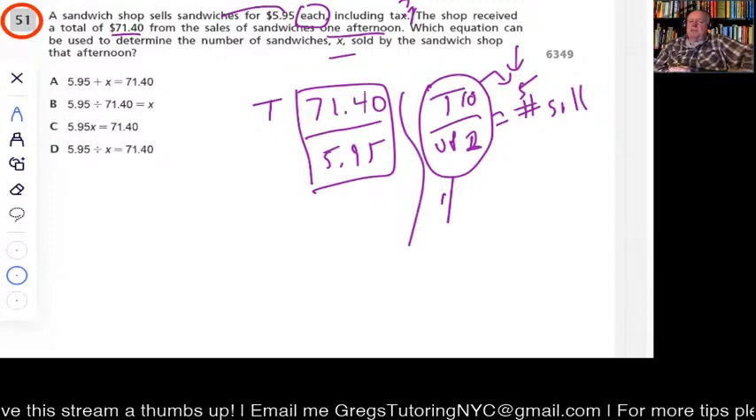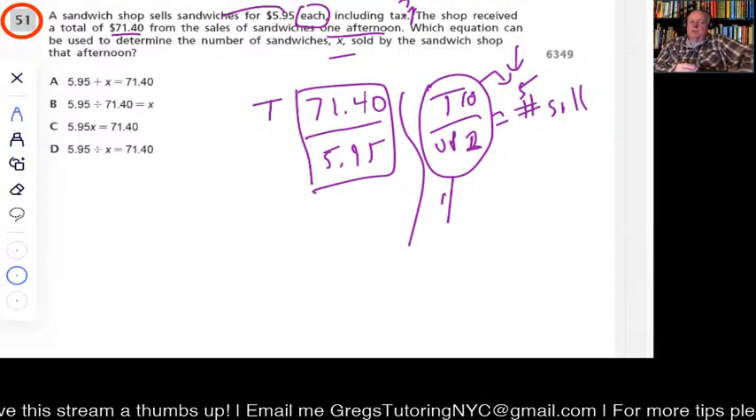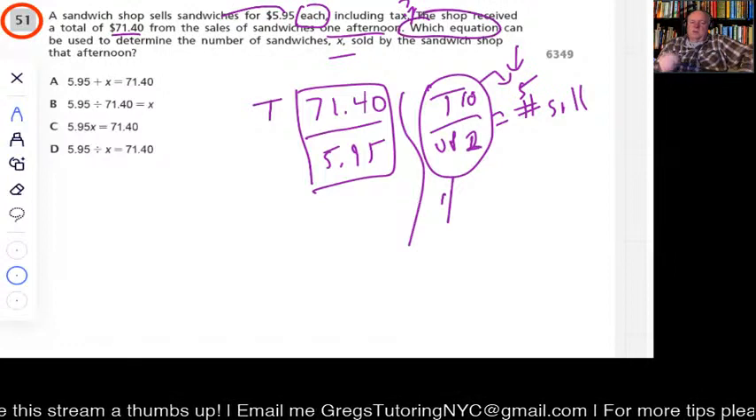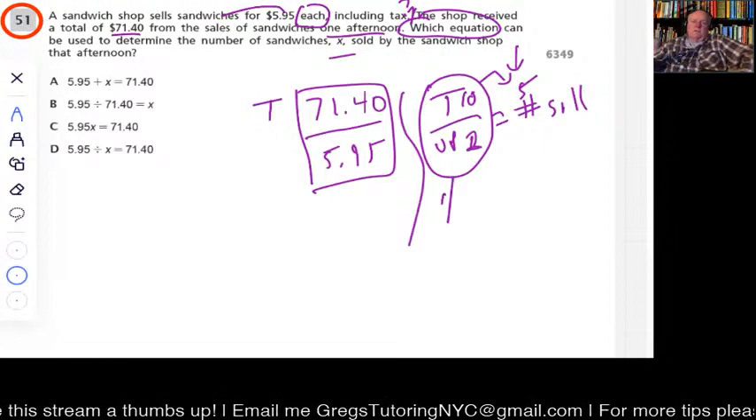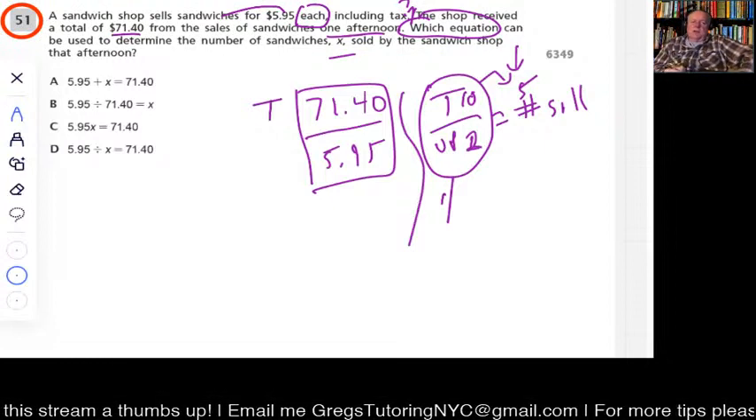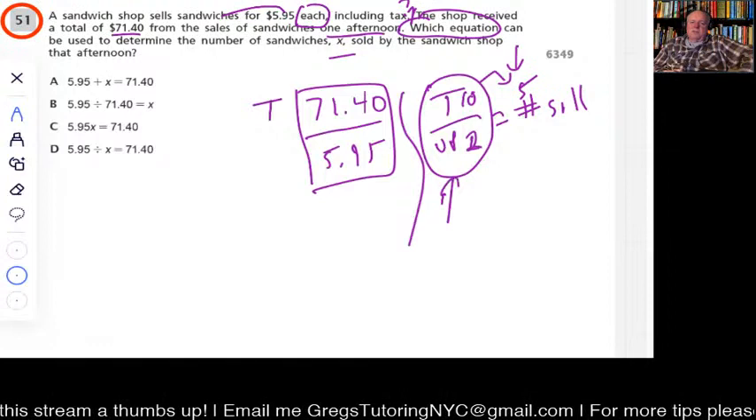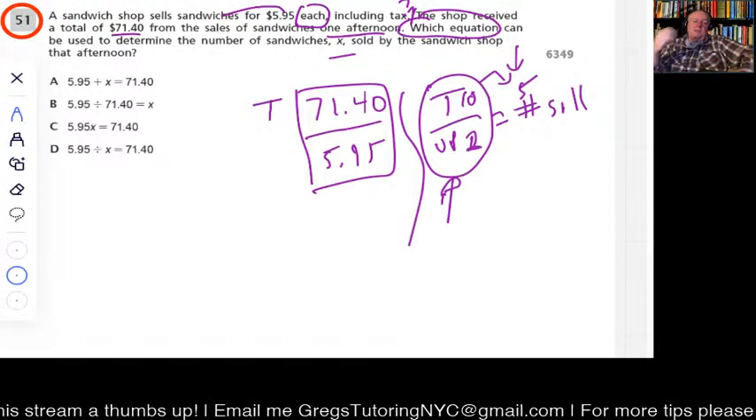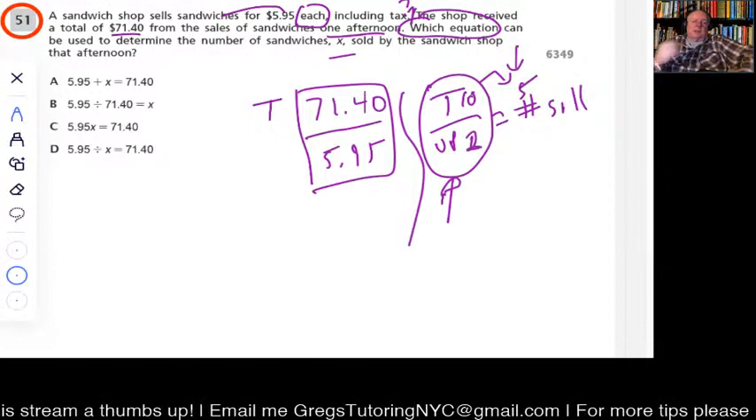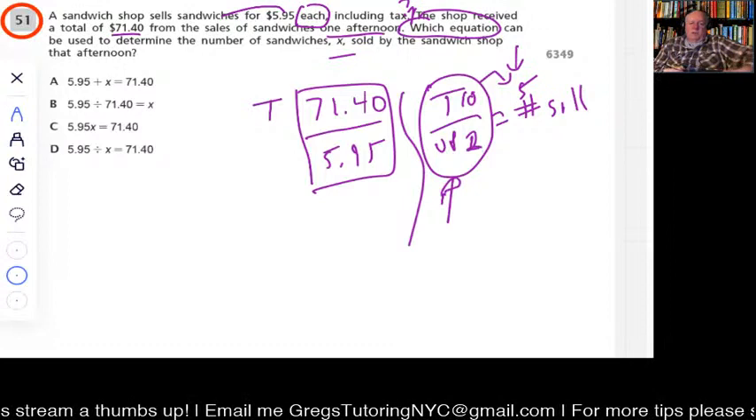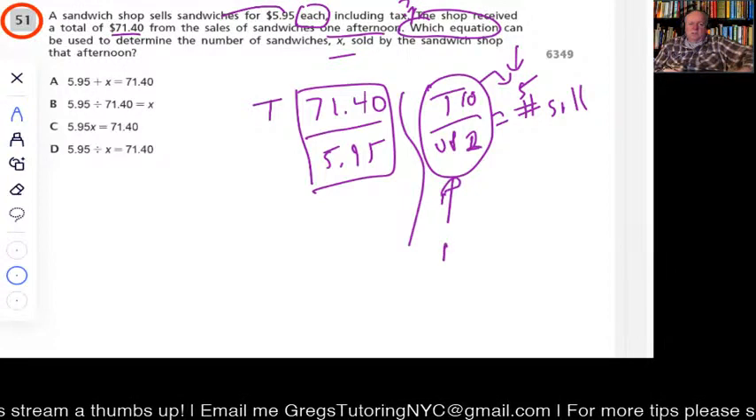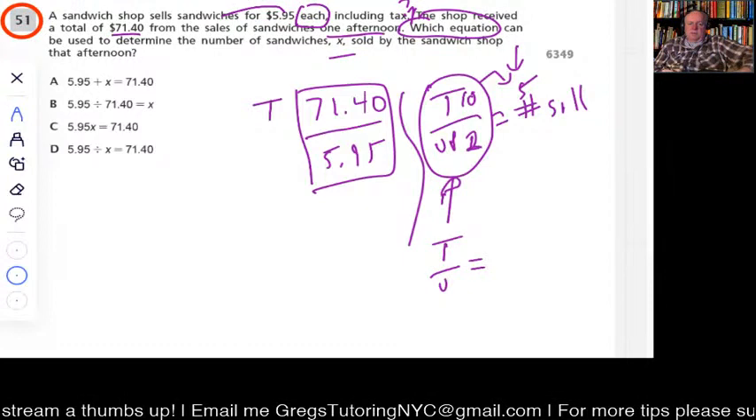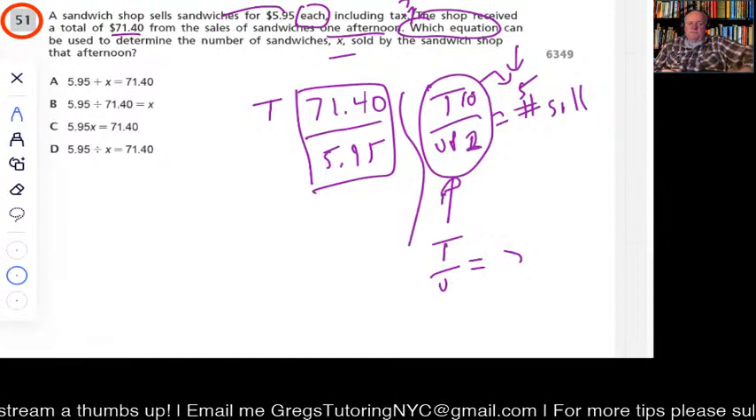The problem is they're not asking us how many were sold. They're asking us which equation can be used. Okay? And if you remember, as I talked about from grade 3, grade 4, grade 5, and some of these grade 6 ones, the equation they're going to come up with is not going to be the equation I just wrote here, that it's the total over the unit price. They're going to come up with some of the intermediate step or some other form of it. So in other words, if I have total over unit price equals the number sold, there's other formulas we can get out of this.